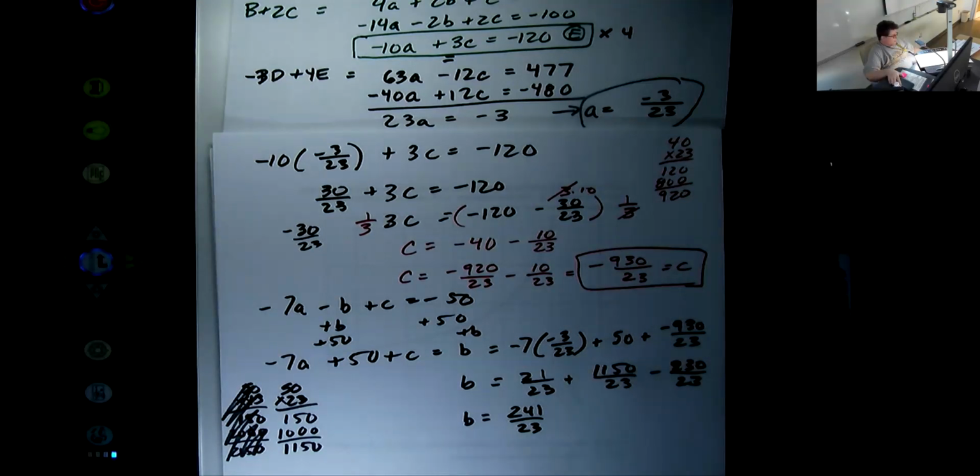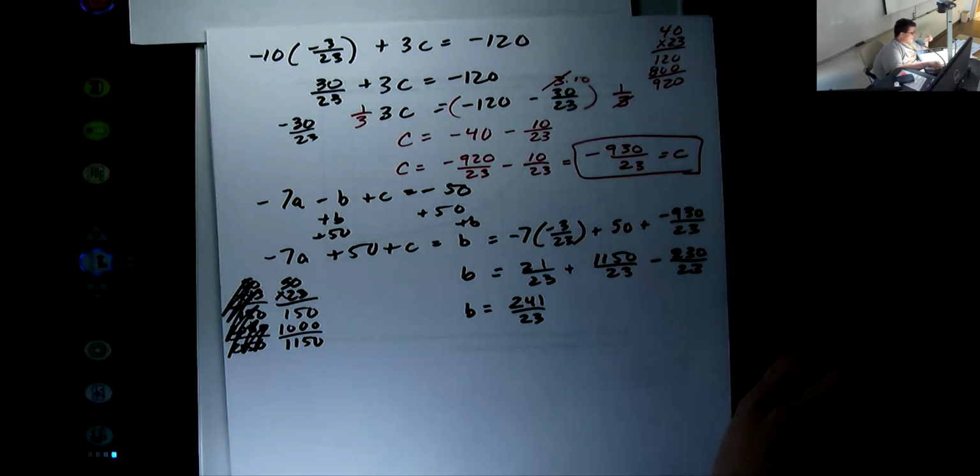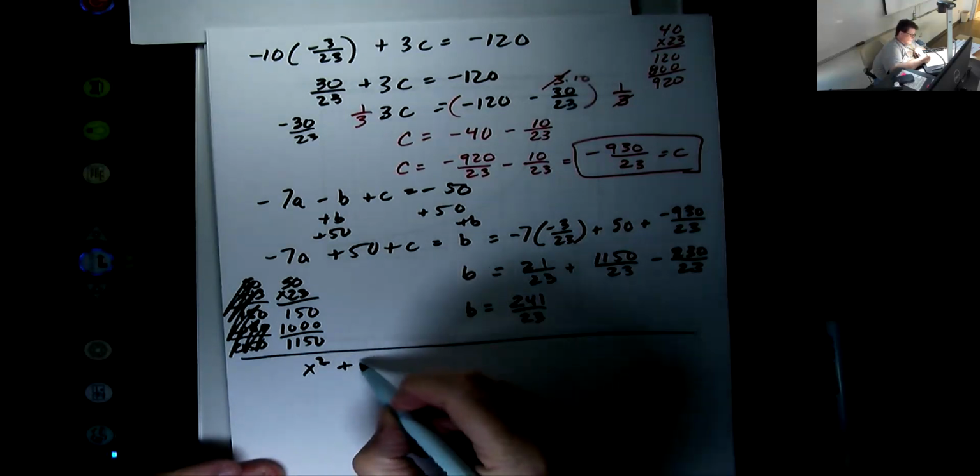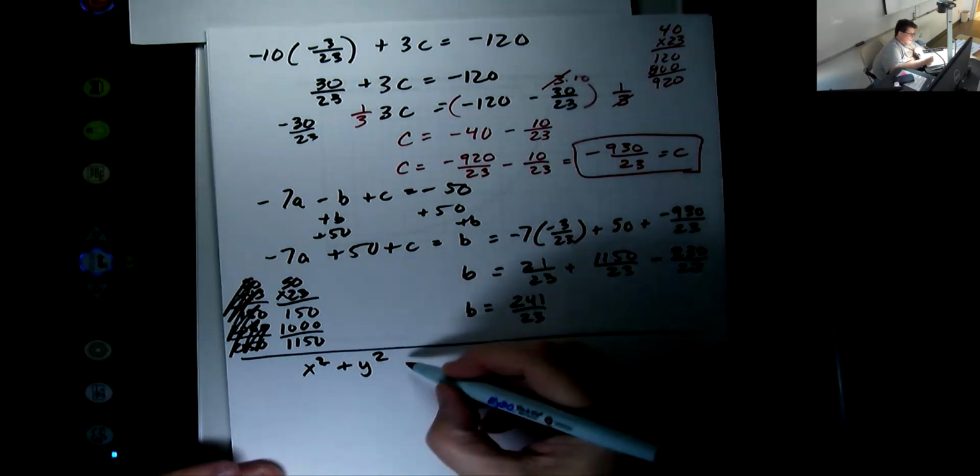I don't think any of those simplify, but let me check real quick. That one doesn't. Oh, I know 241 doesn't either. So we have A, B, and C. To get the equation, we gotta go back to x squared plus y squared plus ax plus by plus c equals 0, and plug this stuff in.